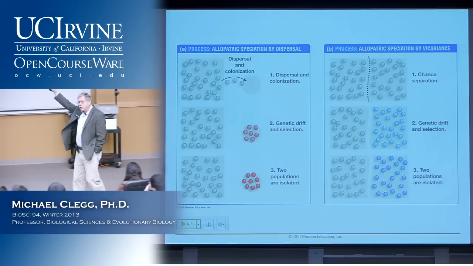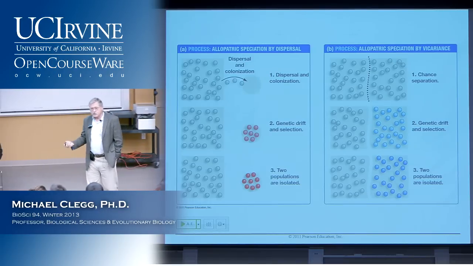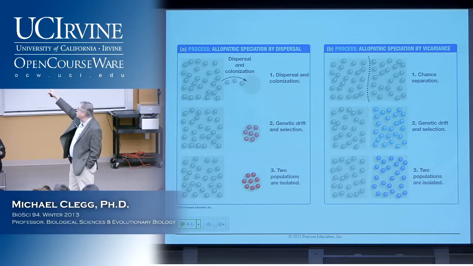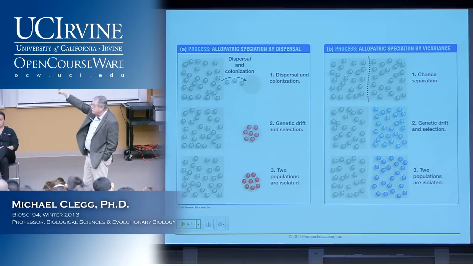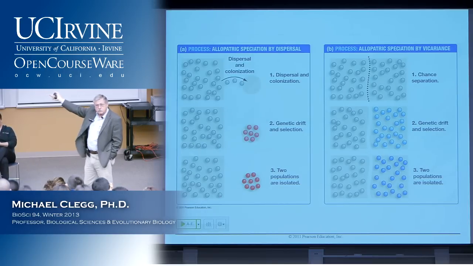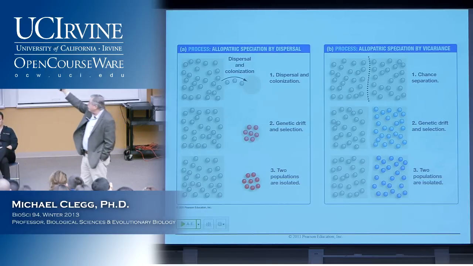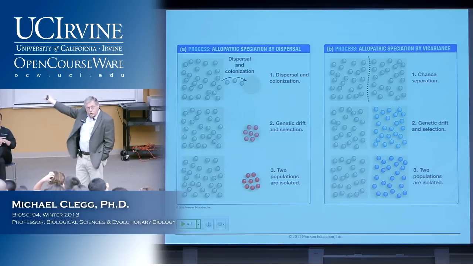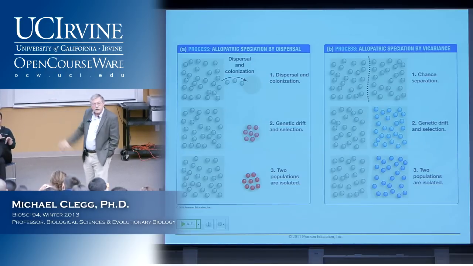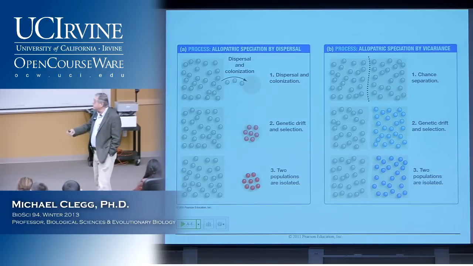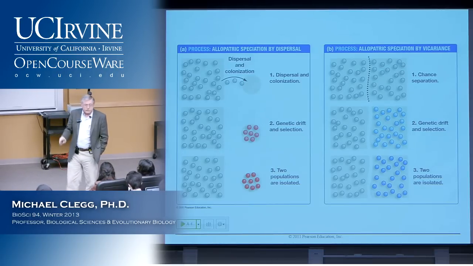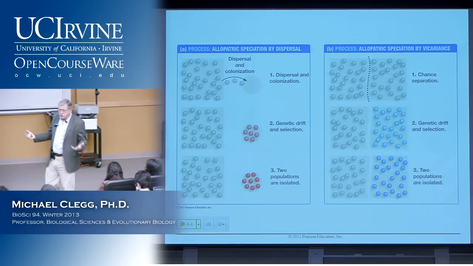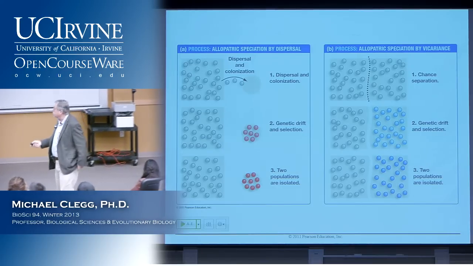So this figure from your textbook just illustrates these two ideas. The dispersal hypothesis, you have individuals that leave the parent population, colonize some other region, and are geographically isolated. Maybe they colonize an island and therefore are physically, geographically isolated. They evolve independently for a long enough period of time where they accumulate genetic and eventually morphological differences.